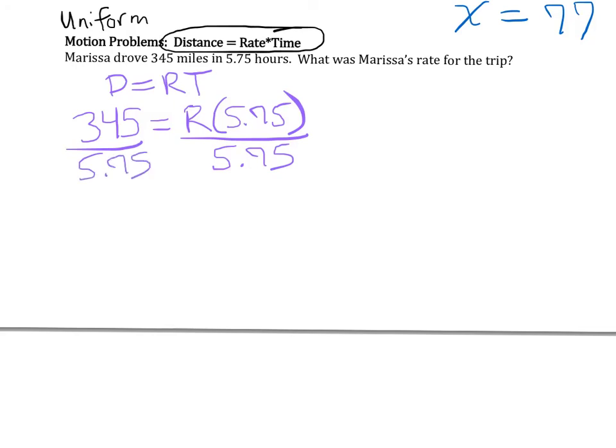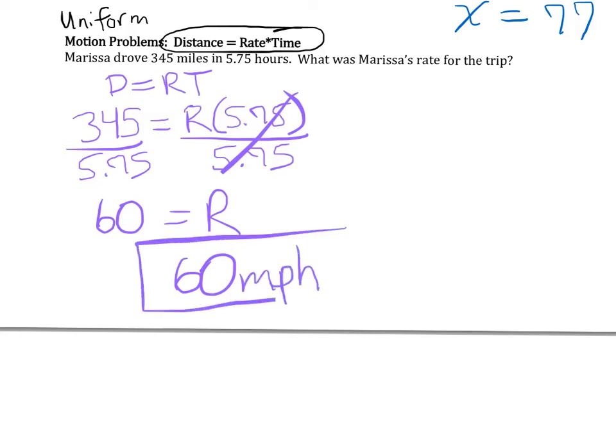And if you get your calculator, you can do 345 divided by 5.75, and you will see that the 5.75s cancel there, and r equals 60. And your units are going to be 60 miles per hour. That's how fast she was going.